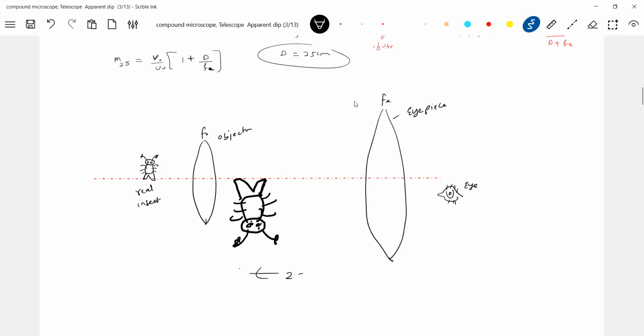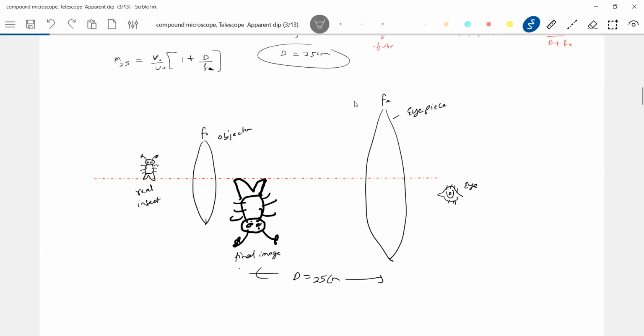So it is at a distance of 25 centimeter that it is formed. You can decide where it should be formed. Okay, let's go for the theoretical condition, 25 centimeter. This is the final image. Now, what it says is, I am seeing the big insect. I am able to see all the 3 legs, 2 eyes, antenna, and then some tail here, like this.